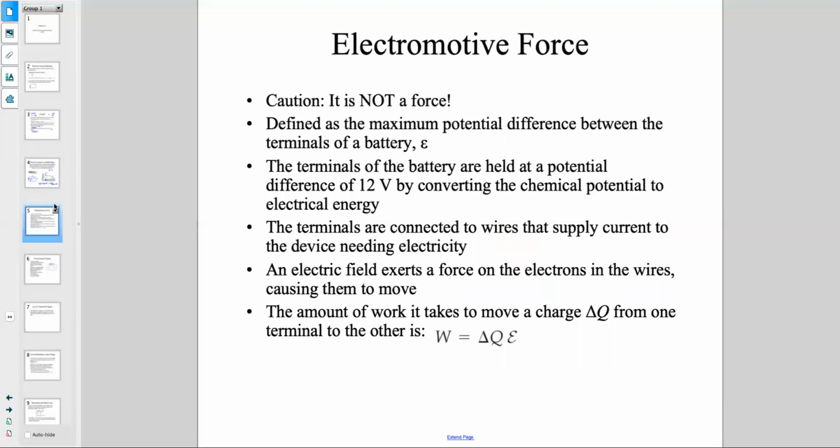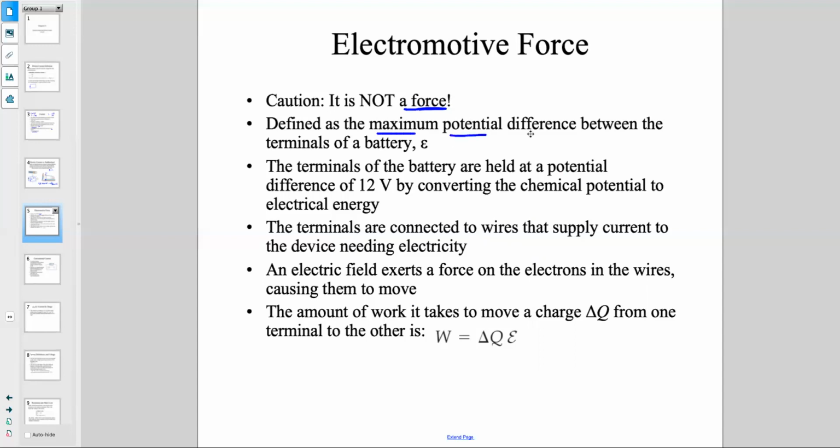So electromotive force. First, it's not a force. We call it force, but it's not in units of Newton, so it's not a force. It is defined as the maximum potential difference.